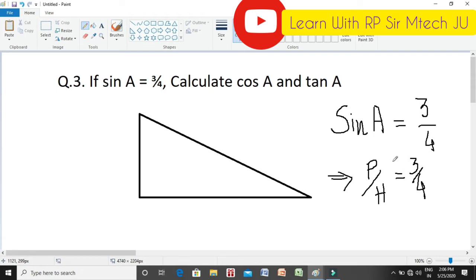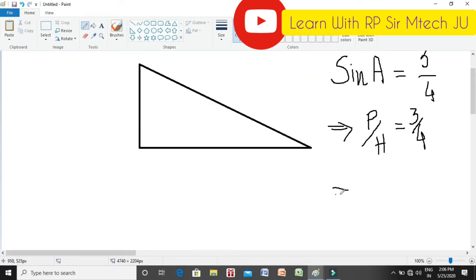Now when we have a ratio, we generally assign the ratio with a constant, right? So perpendicular will be equal to 3k and hypotenuse will be equal to 4k. Perpendicular will be equal to 3k and hypotenuse will be equal to 4k. Now we have to put these values on the triangle and figure out the third side, which is the base.